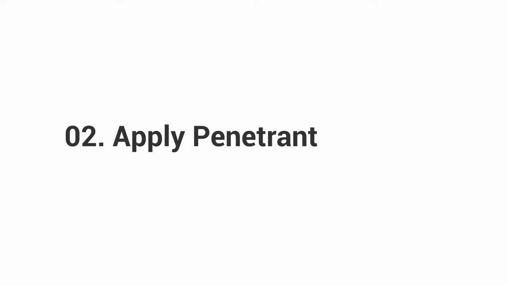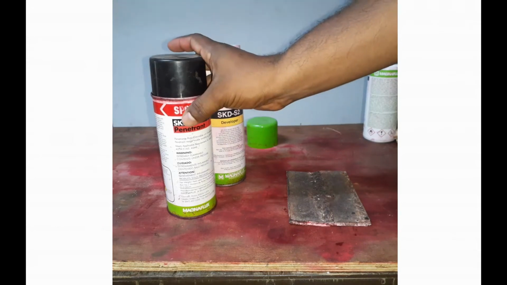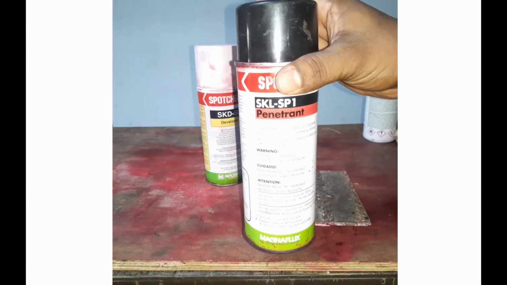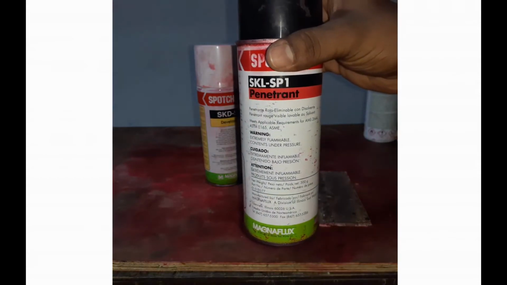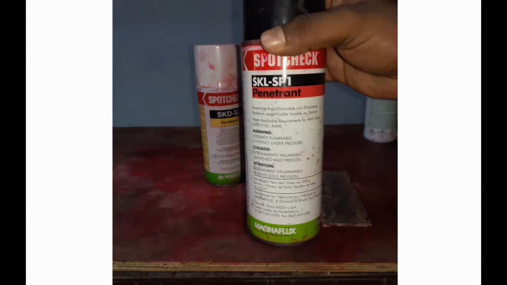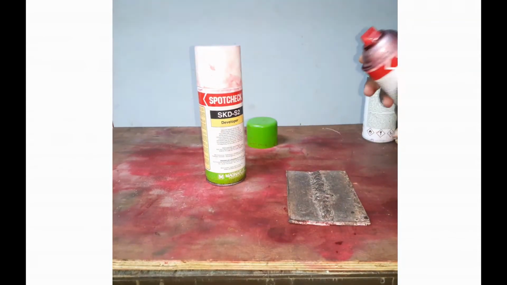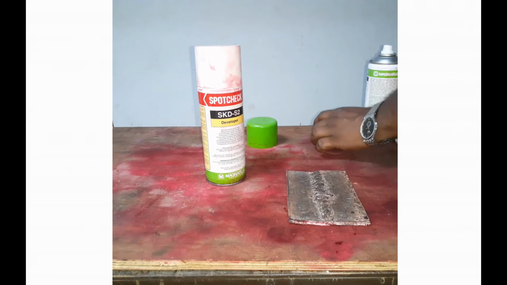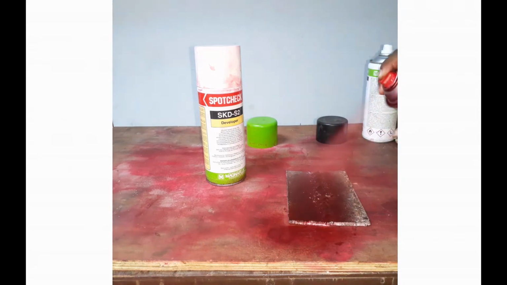The second step is to apply penetrant. In the second step, the penetrant is applied to the test piece. Usually we use a red colored, low viscosity oil. Due to the penetrant's high surface wetting capability, it penetrates into the defects and cracks.